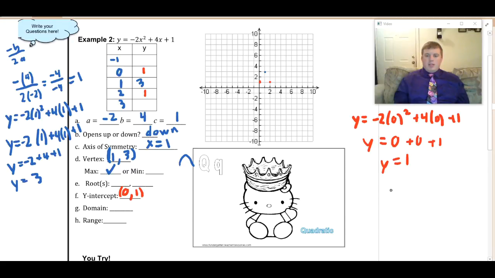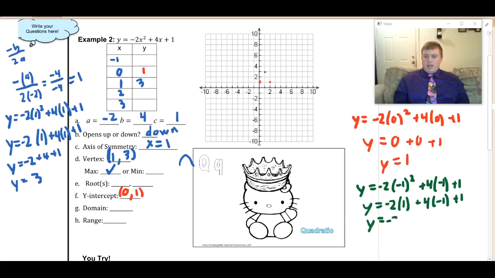So I'm going to plug in the negative 1. y equals negative 2 times negative 1 squared plus 4 times negative 1 plus 1. Following my order of operations, negative 1 squared is going to be a positive 1. Then we are going to list out the rest of what we have here, and then I'm going to do my multiplication. y equals negative 2 minus 4 plus 1. So negative 2 minus 4 is negative 6, and negative 6 plus 1 is negative 5. So I'm going to plug in negative 5 on my y chart.